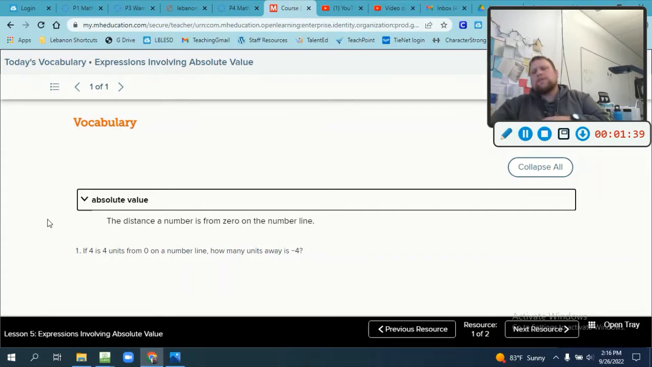So absolute value is the measure of distance from 0. It's a distance measure, which again is always positive. So if it's positive, it stays positive. If it's negative, it becomes positive.